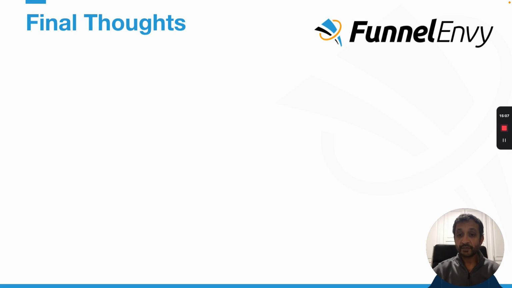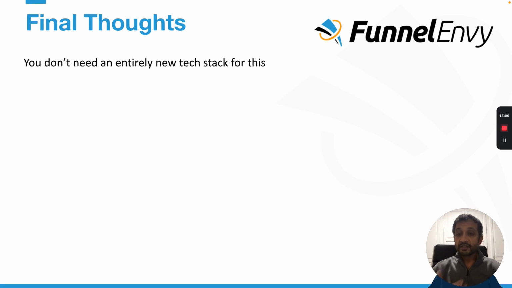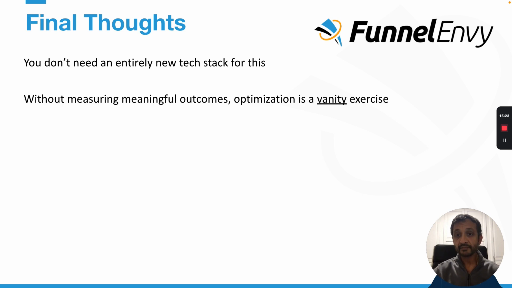I want to wrap this up with some final thoughts. To be able to track these offline conversions and associate them to marketing campaigns as well as website experience, you don't need an entirely new tech stack. You can use Google Analytics in the same way that you have used to integrate the data into it. As I mentioned, the number one mistake that we see when doing optimization of any kind is picking the wrong success metric. And without measuring these meaningful outcomes, optimization, experimentation, things like segmentation and personalization are really just vanity exercises.